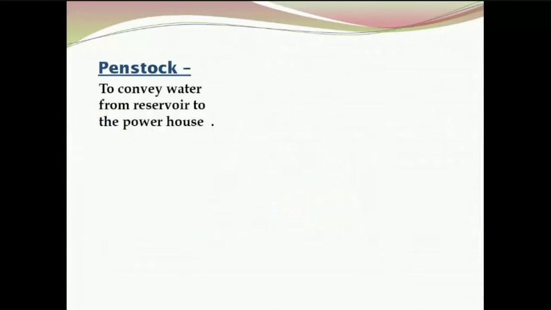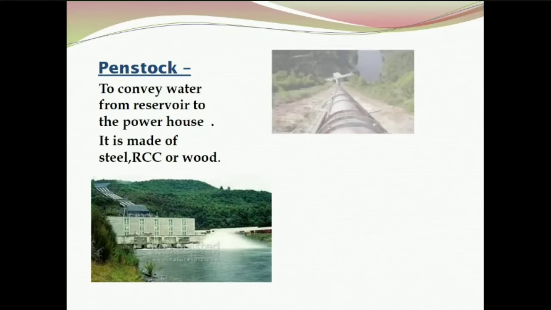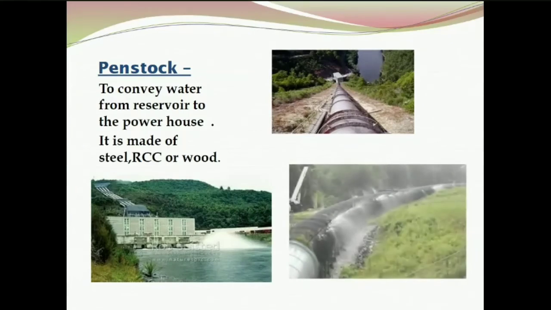And penstock. In order to convey water from the reservoir to the powerhouse, we are using the penstock pipe. It can be made of steel or RCC or wooden type. It can be closed type as well as open type. If it is open type, it is economical, it is cheap, but if there is a landslide or snowfall, some blocks may be produced inside the penstock pipe if it is an open type. Then closed type penstock pipes are costly.